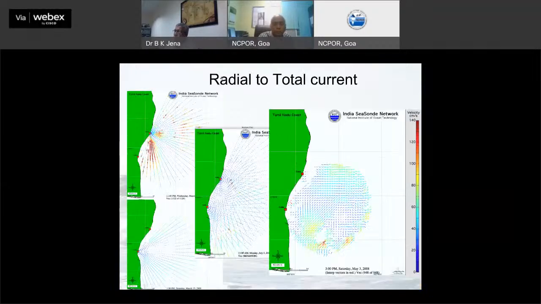What I want to tell you is how we are converting radial to total current. As I told, this is only one site, called a radial site. It is Kalpakam, which is covering almost 220 kilometers. And this is Kadalur, south of Kalpakam, 100 kilometers apart, and this is situated in Tamil Nadu. If you combine both, we will get a total vector like this. This is the current speed and direction, and the legend is provided here.